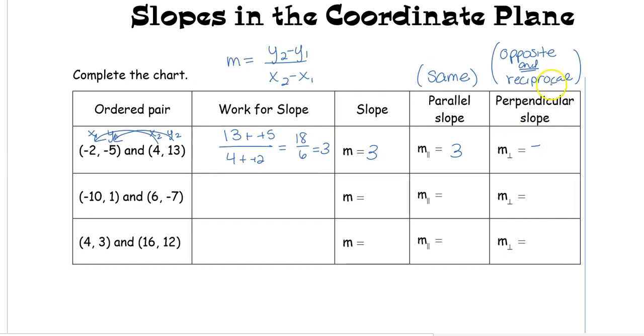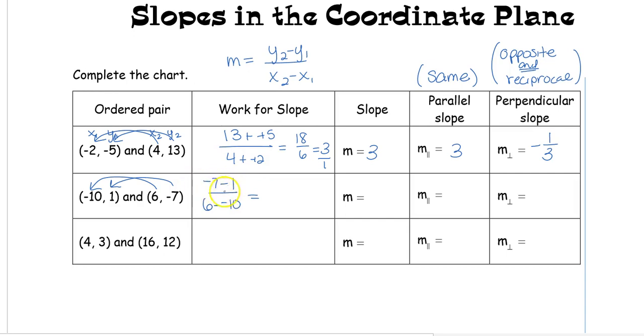The reciprocal is when you flip the numerator and denominator. So I could make 3 into 3 over 1. So when I do the reciprocal of that, it becomes 1 over 3. So the perpendicular slope is going to be a negative 1/3. We're just going to do that same thing. So we start with finding the slope of the actual line we're given. So we subtract the y's on top, subtract the x's on the bottom.